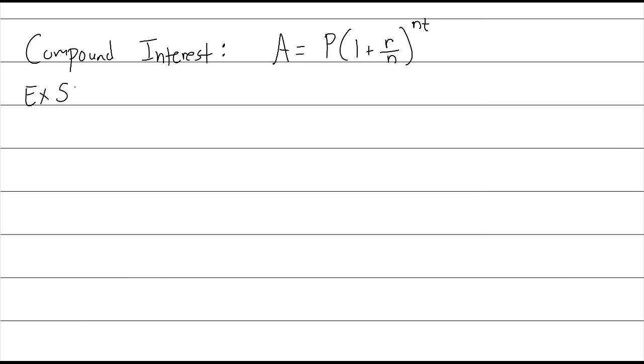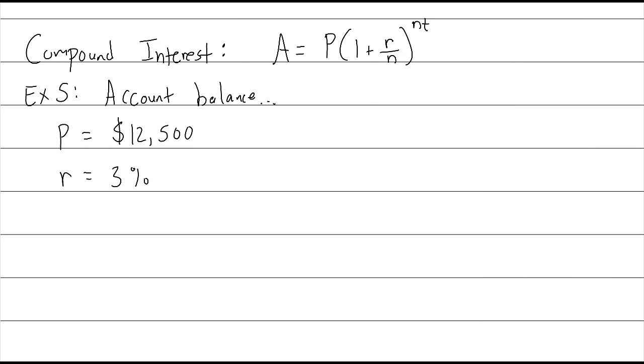Let's find, I think we're on example 5 now. Let's use this formula to find an account balance with the given conditions. Okay, so I'm looking for an account balance where the amount initially deposited was $12,500. The interest rate was 3%. It's compounded quarterly. And the question is what the account balance is going to be after 3 years. Okay, so there's a typical problem here.